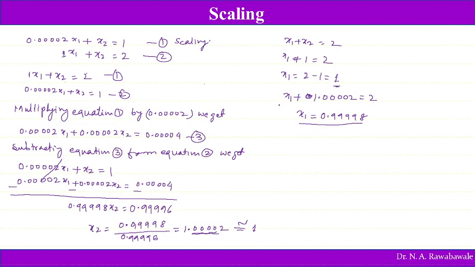So scaling with pivoting yields correct or accurate answers. So this is known as scaling with pivoting. This is how we have completed the third unit of solution to algebraic equations.